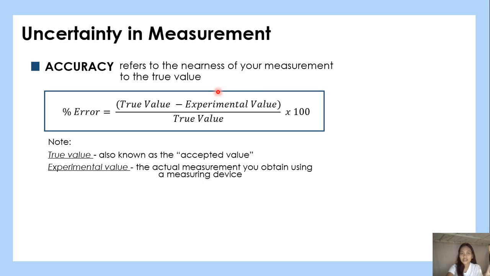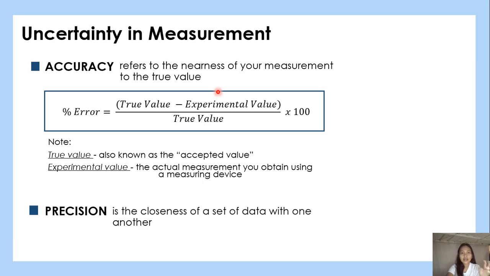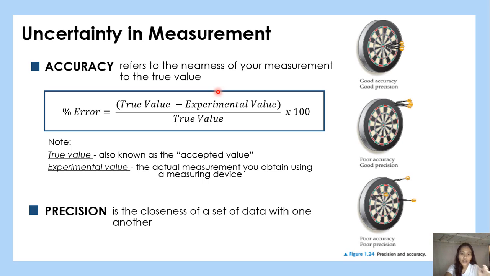The second one is the precision. Precision refers to the agreement of your results or data with one another, or the closeness of a set of data with one another. To further understand these two concepts, I have here a diagram from the book of chemistry by Brown.